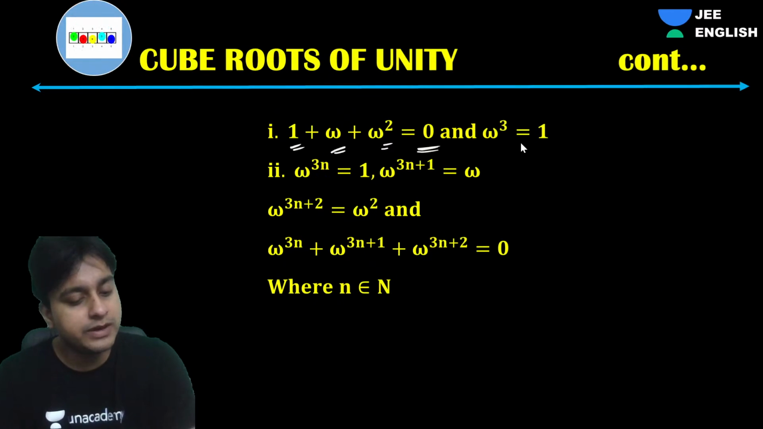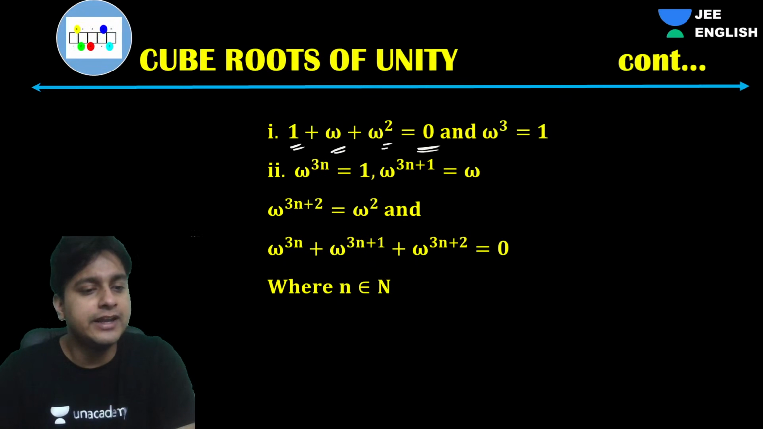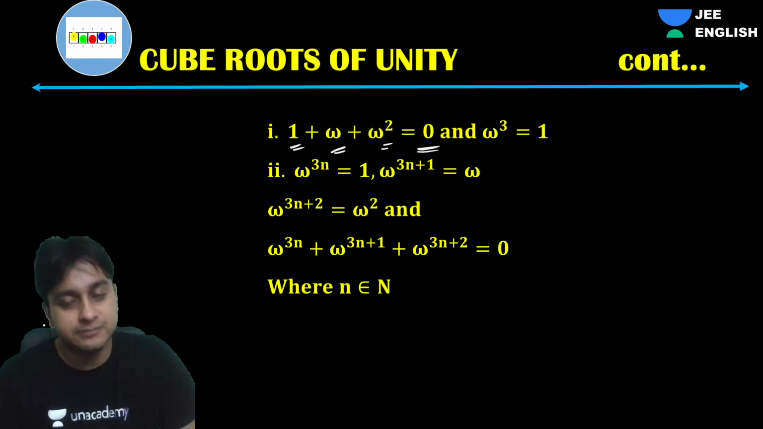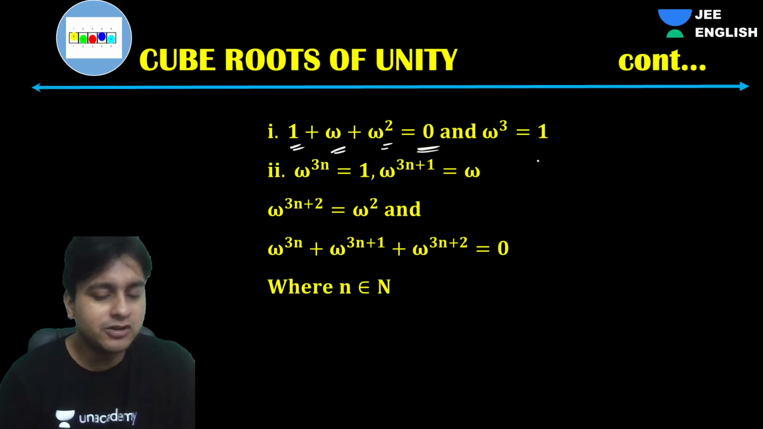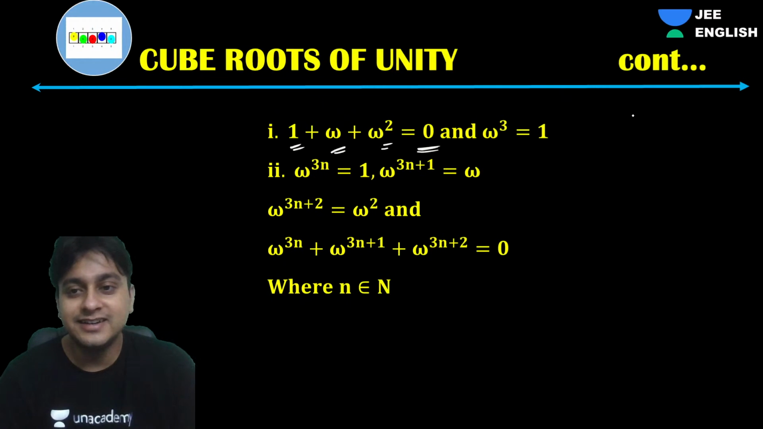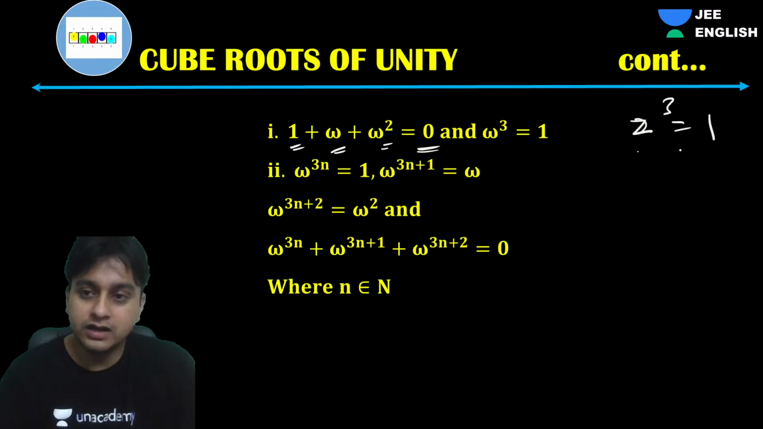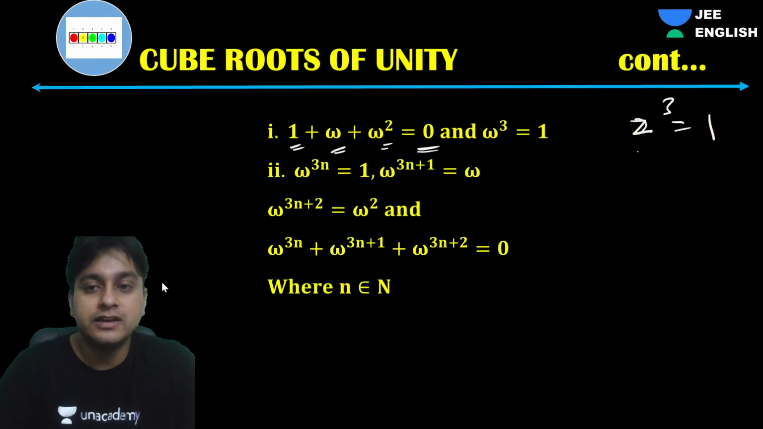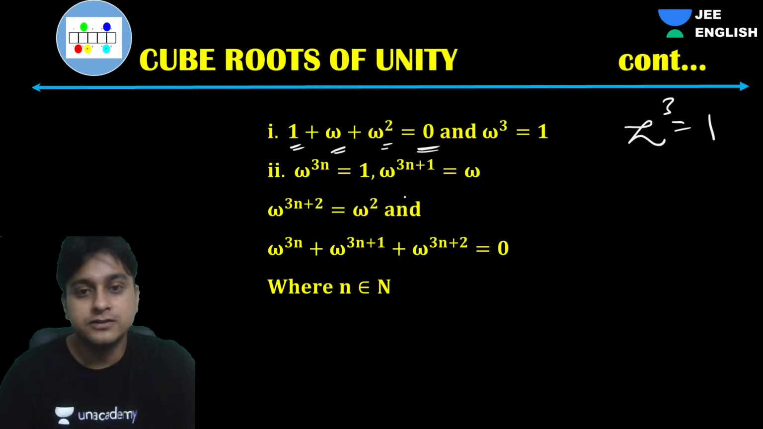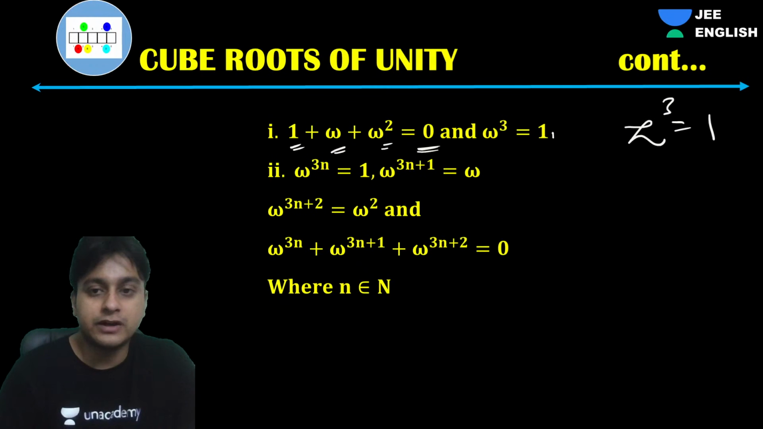Also guys, omega is a cube root of unity, so its cube will be 1, right? No doubt about it. Because guys, z cube is 1, so what are the roots? 1, omega, omega square. So when you put it in this equation, you will be getting 1 only. Got it? That's the reason why, guys, omega cube will be 1.